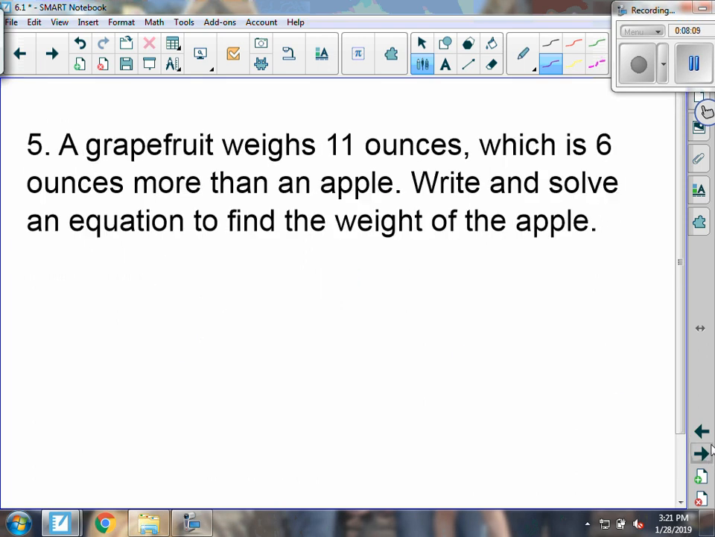A grapefruit weighs 11 ounces, which is 6 ounces more than an apple. Write and solve an equation to find the weight of the apple. Go ahead and take a moment to copy this down.